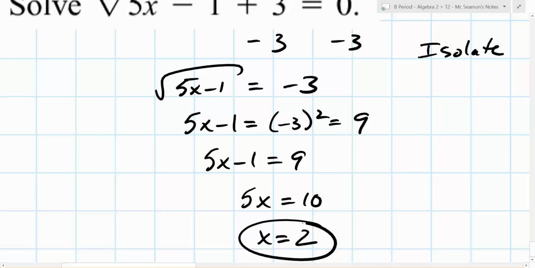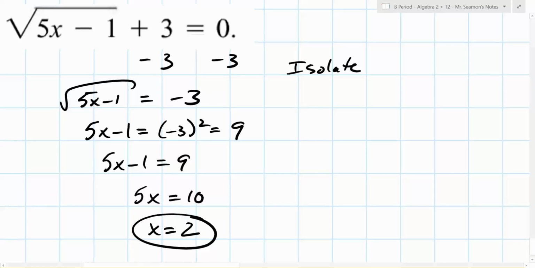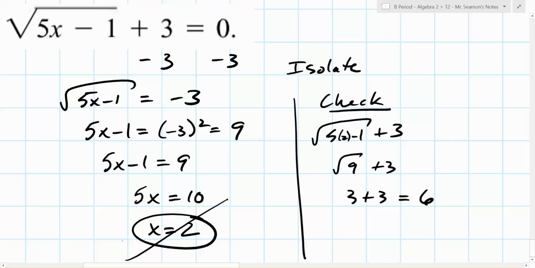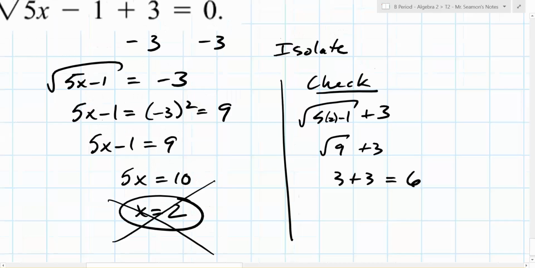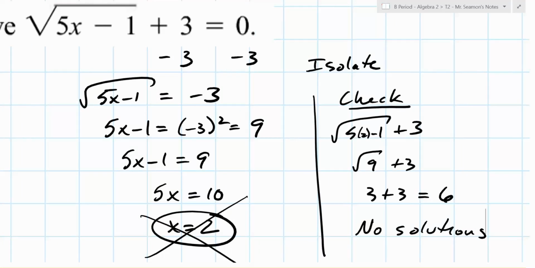So let's check this. What do you do to check? You take the 2 and plug it in. So label it check. So you have the square root of 5x minus 1 plus 3, but instead of x, what do you write? 2. So 5 times 2 minus 1, so you have the square root of 9, which is 3, plus 3. So 3 plus 3 is what? 6. So therefore, that one doesn't work. So are there any solutions? No solutions. So your answer to this question is there are no solutions.